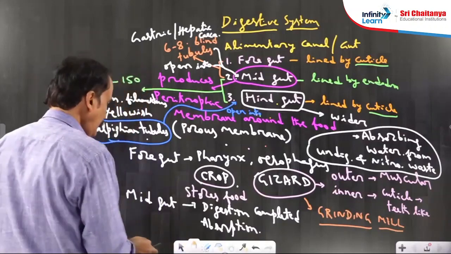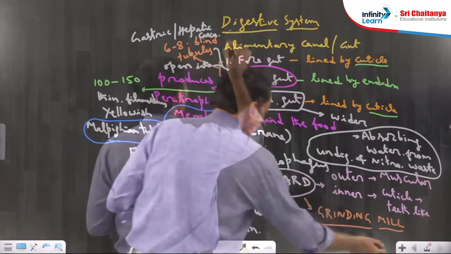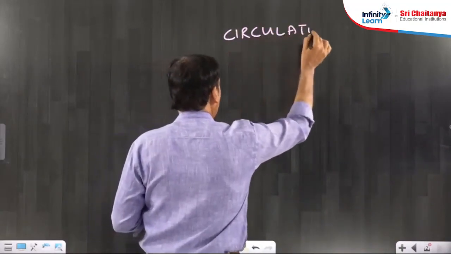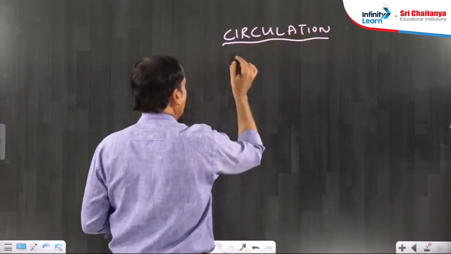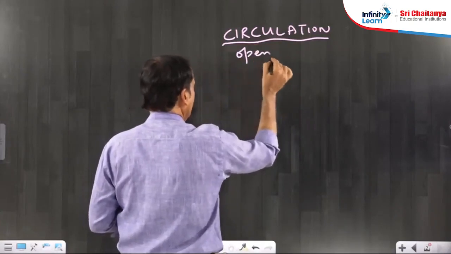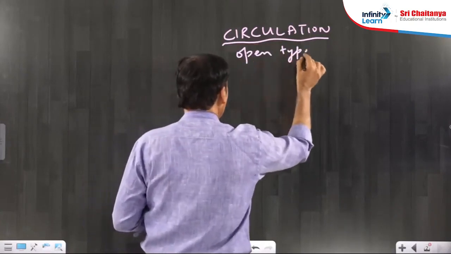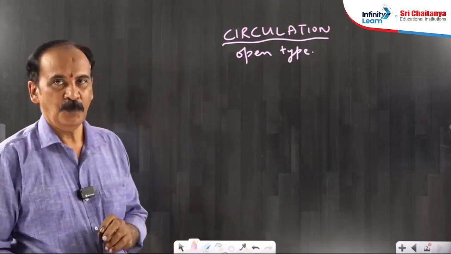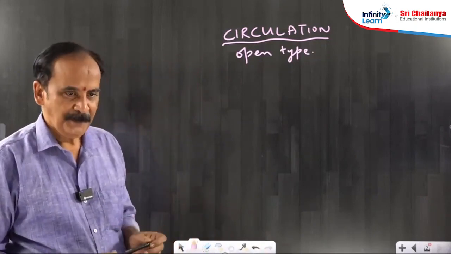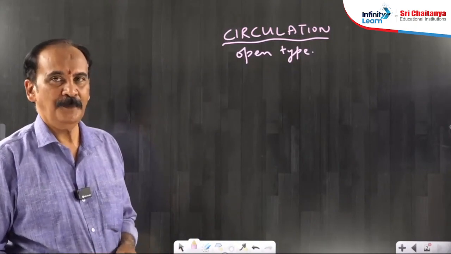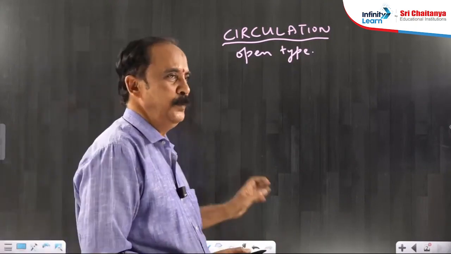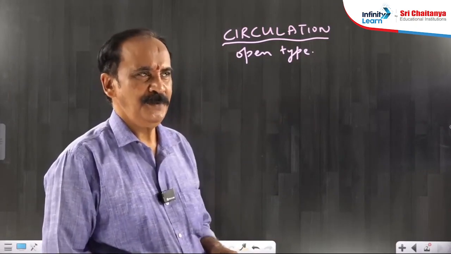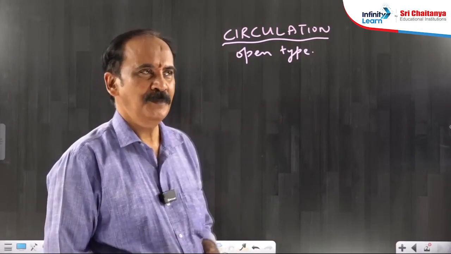And circulation in the animal: circulation in cockroach is said to be open type. Cockroach has open type of circulation. What do you mean by open type? Is open type the absence of blood vessels?